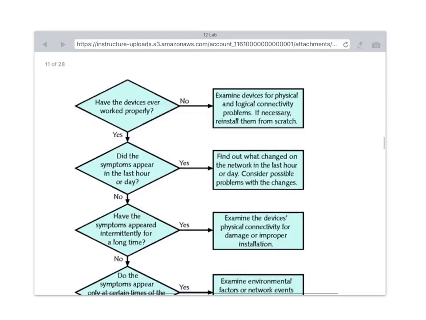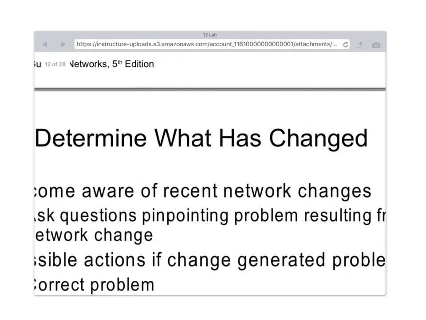So determine what's changed. Become aware of recent changes about the Cat5. They kicked it out of the socket. Possible actions: you walking over there to fix it, or somebody else in your department walking over there. You also look at whether it's a network change. This is why it's important to document. Maybe a technician installed a new NIC card on that computer last night and didn't configure it correctly, or it's a bad NIC card. I've had that happen before too, because that could be an issue as well.